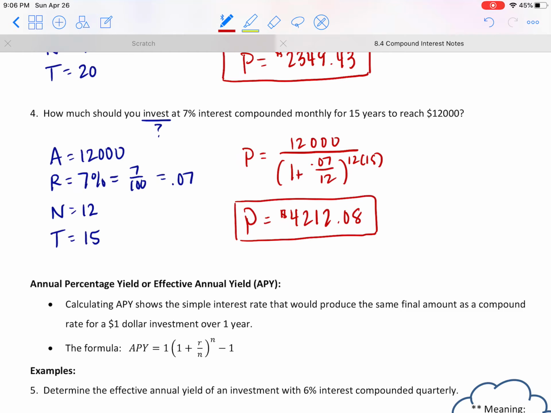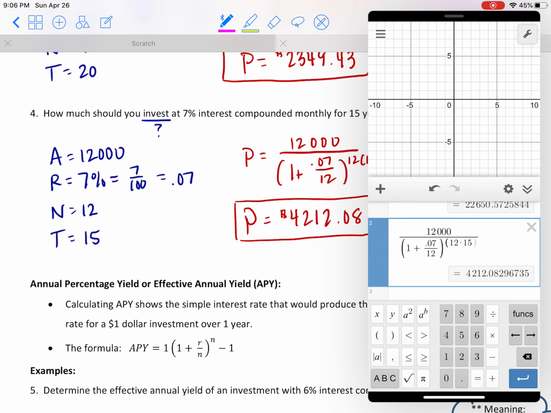Okay, so there it is. You started with a $4,212.08 investment and let it sit in this account that compounded interest monthly, 7% interest monthly for 15 years. You would end up with $12,000.